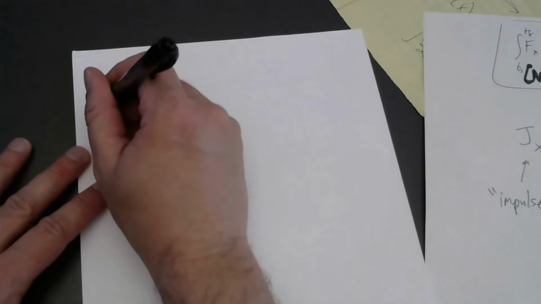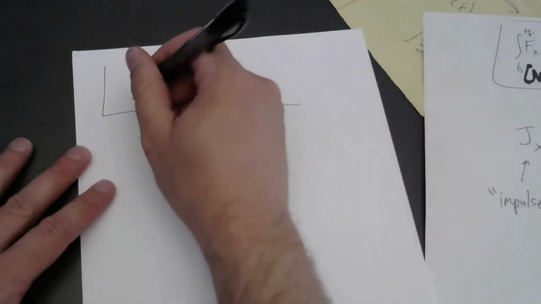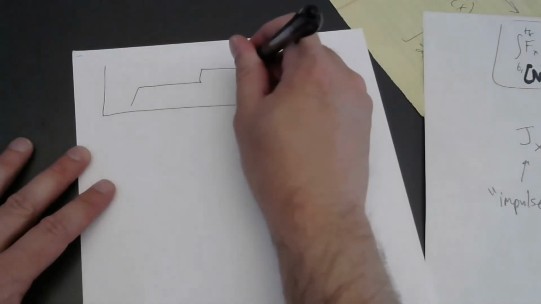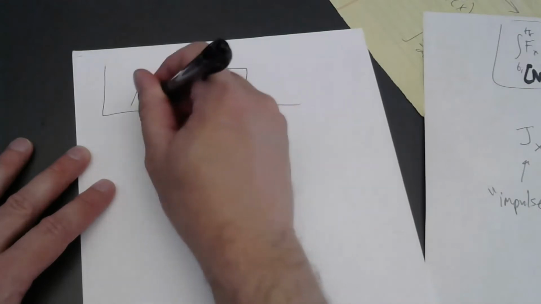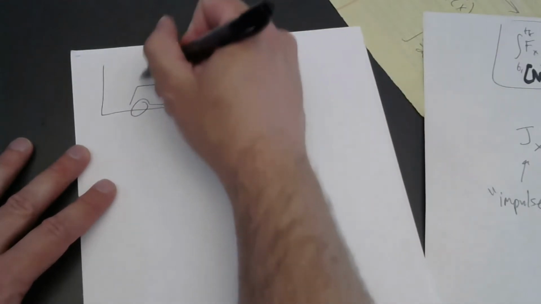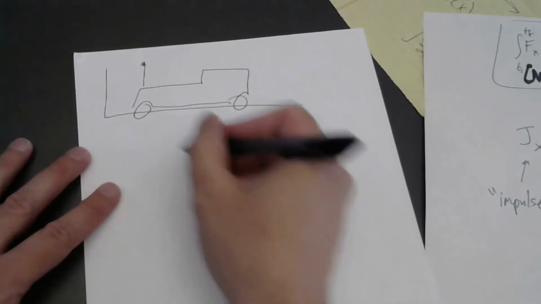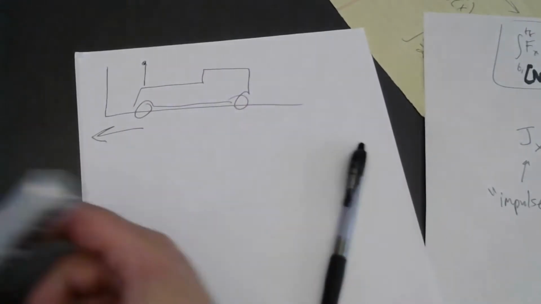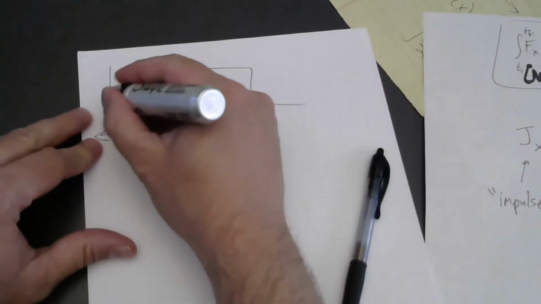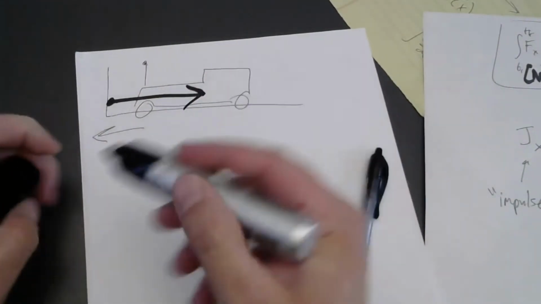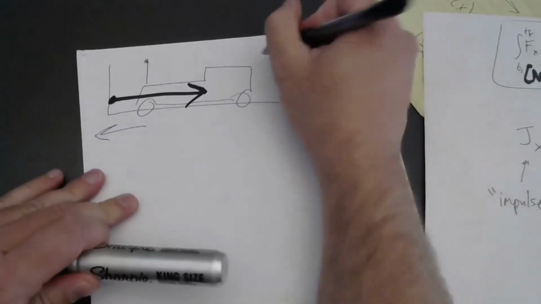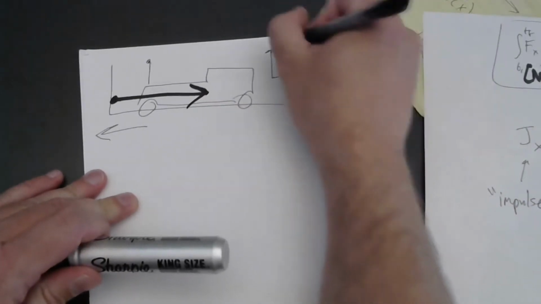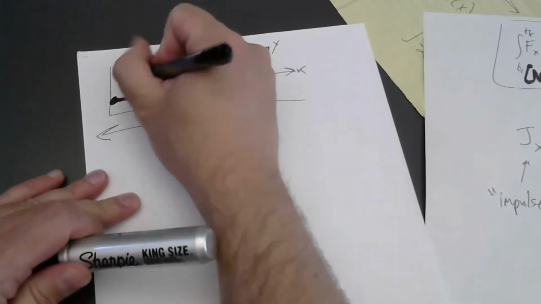Let's go with how about a car crashing into a wall? I can't draw. That doesn't look anything like a car. Maybe a Batmobile. Okay, there's your antenna. And this thing is about to smash into the wall. And of course, the front end's going to crumple. And while it's crashing into the wall, there's going to be a large force that the wall exerts to the right on the car.